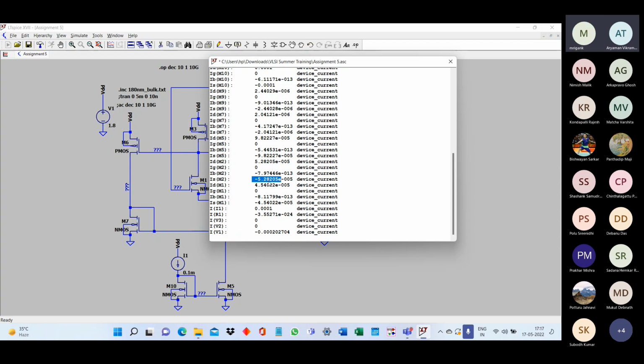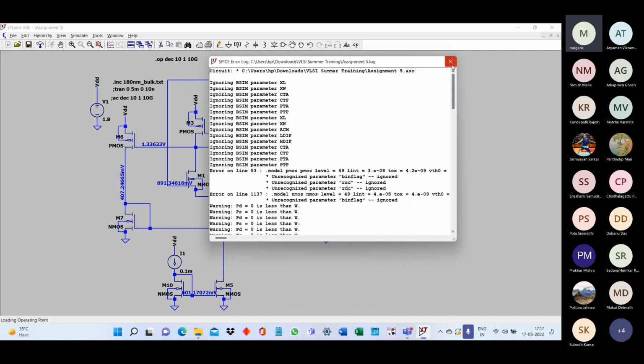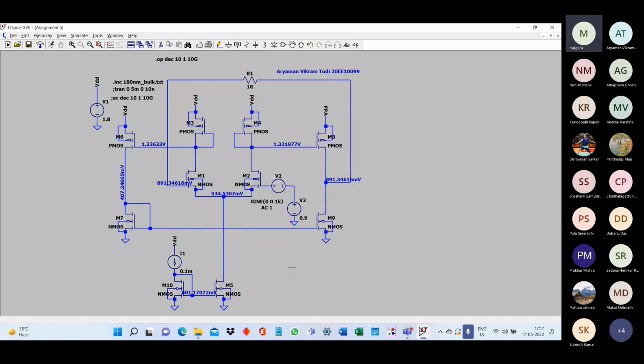ID M1 is 45.4 micro, which is okay, and ID M2, I can see where is ID2. ID2 is also 53, 52. So ID2 is 52 micro, and this is slightly lower. Why? Because this is not a very high gain stage, so you are getting some error. The voltage will not be exactly equal, but close.